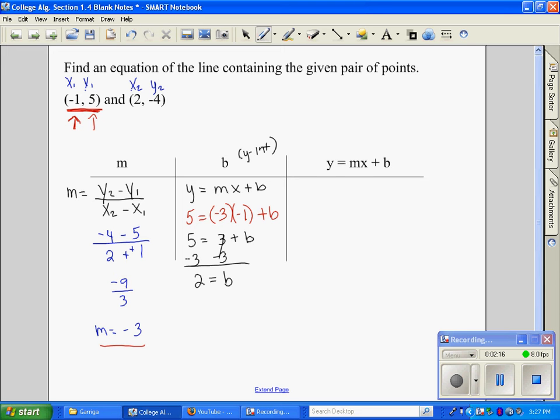Once I have my m and my b, which is my y-intercept, my last step is to simply plug in the m and plug in the b. My m is negative 3, and my b is 2, so I bring down the rest of the equation: y equals negative 3x plus 2. This is the slope-intercept form of the equation that goes through the ordered pairs negative 1, 5 and 2, negative 4.